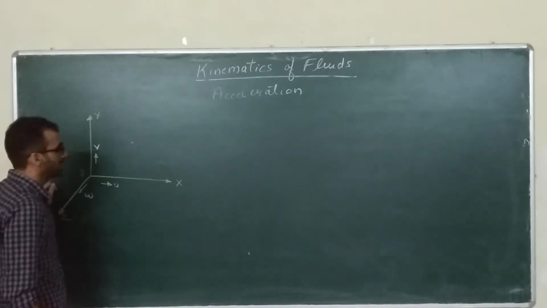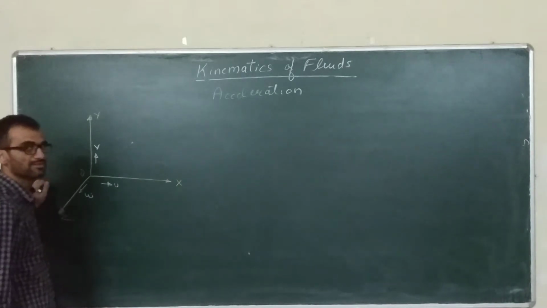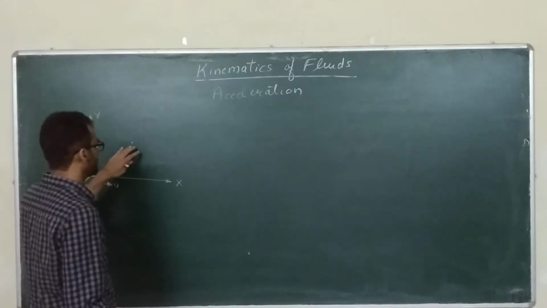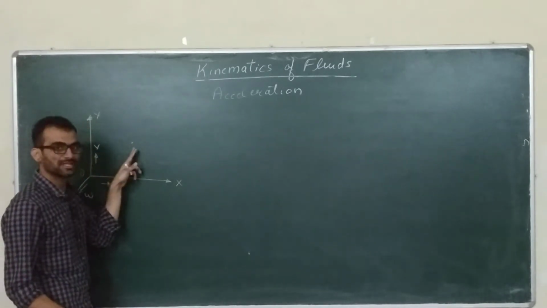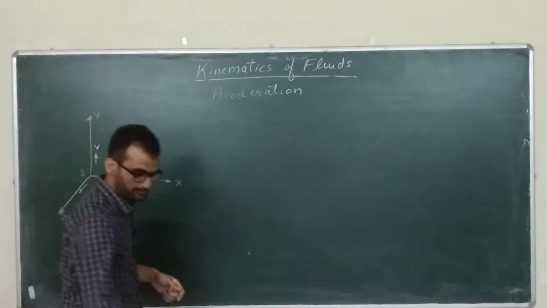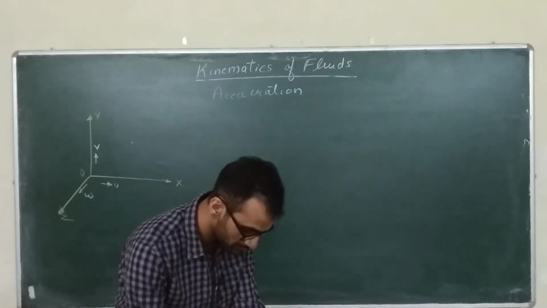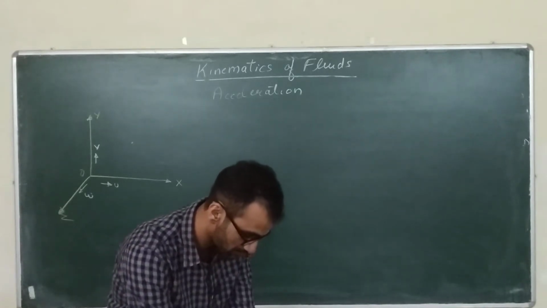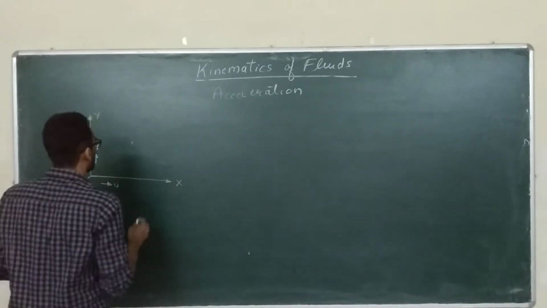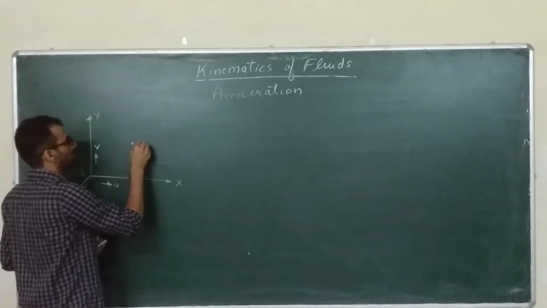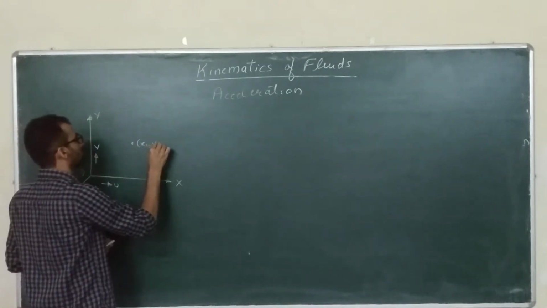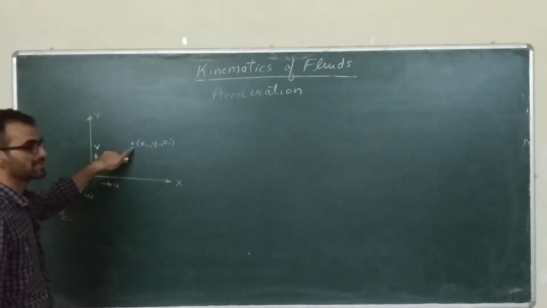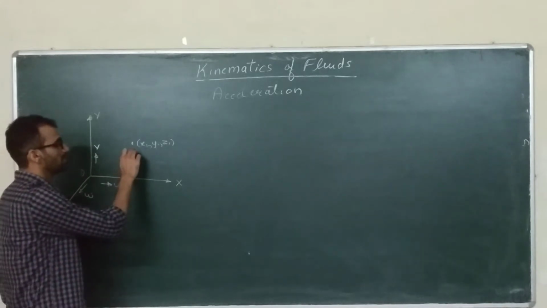Let's assume that we have a flow field, a three-dimensional flow field in x, y and z directions, and we select a fixed point in this flow field. Now the coordinates of this point are x1, y1, z1. This is a fixed point. Now we are taking measurements at this fixed point since we follow Eulerian measurements.